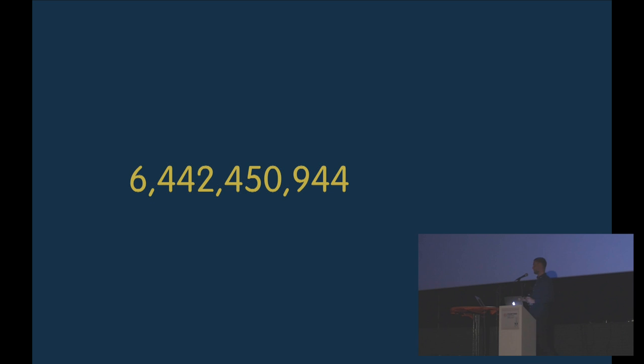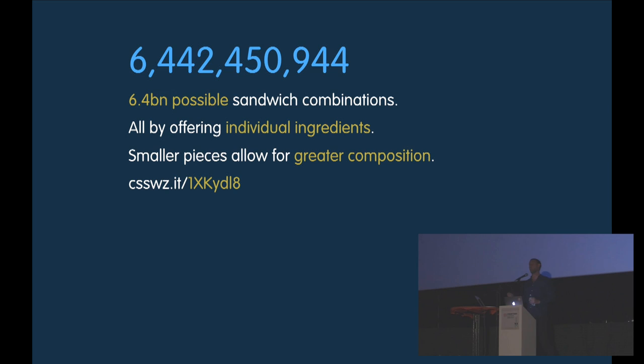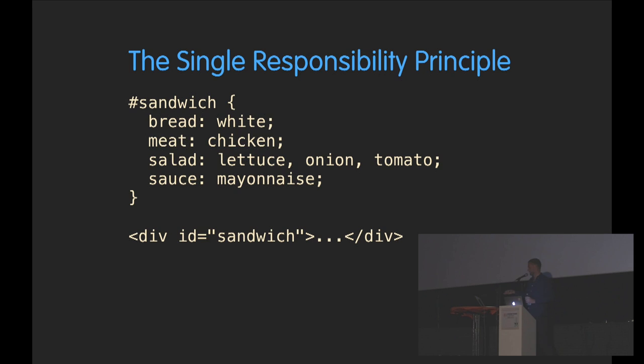6,442,450,944 different sandwiches. All of them taste identical, but you can make 6.4 billion sandwiches at Subway. Someone's done the math. If you follow that URL at the bottom, somebody dedicated some time to working this out. But it's true. You can make 6.4 billion different sandwiches just by providing people with the ingredients. That amount of flexibility and composition is really, really powerful. Let's look at this metaphor in a little more detail, right? So if we built this monolithic sandwich, this is really hard to modify.